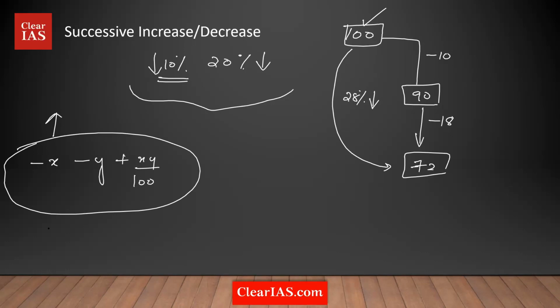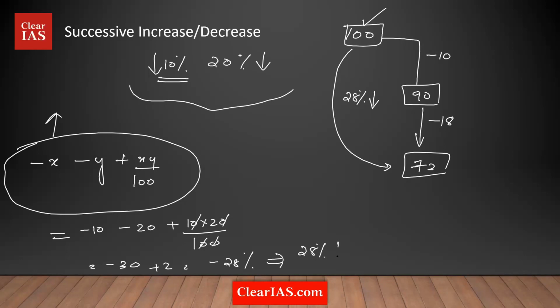Only for two changes. So this becomes minus 10 minus 20 plus 10 into 20 by 100. So this is equal to minus 30. Simplify this part, this is equal to plus 2. That is equal to minus 28%. Minus means it decreased by 28%. Decrease would be the right answer.